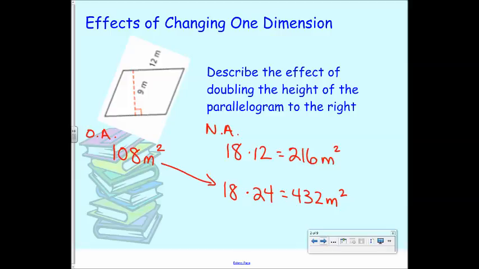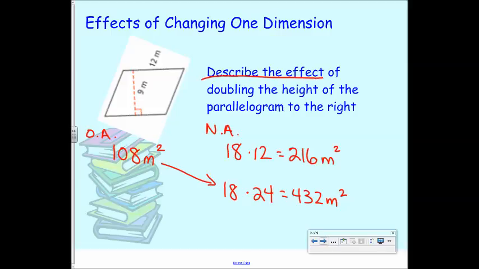So when you're doing these problems, the effects of changing one dimension, the question says describe the effect. The answer we're looking for here would be the area doubled or the area quadrupled. Okay? If you don't want to use those words, you can just say the area was multiplied by 2, or the area was multiplied by 4. But you're not just looking for the new area, you're looking for the description of the effect.